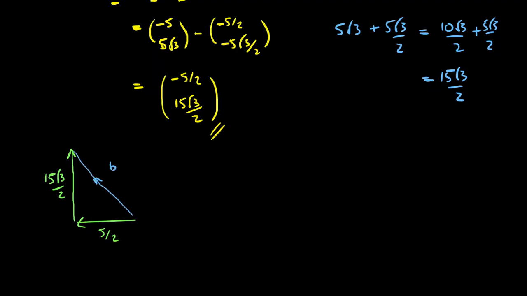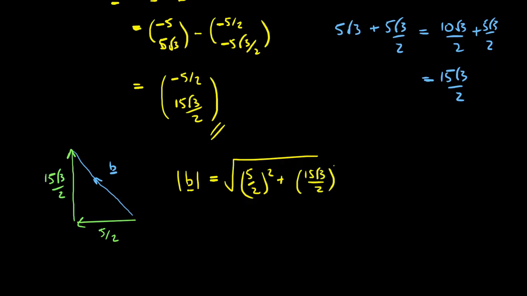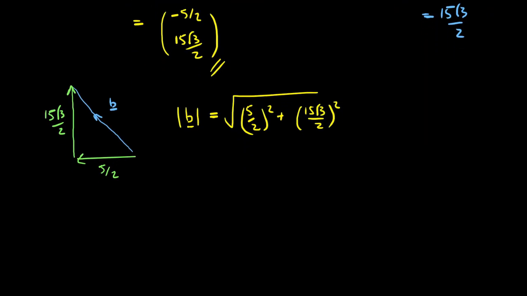Okay, so how can we find the magnitude of that vector? Well, the magnitude is basically Pythagoras, isn't it? Right? It will be the square root of 5 upon 2 squared plus 15 root 3 upon 2 squared. Let's try to go through that. What we're going to get here is the square root of 25 upon 4. Then if we square both sides there, we're going to get 225, that's 15 squared, times 3, all upon 4. Okay?